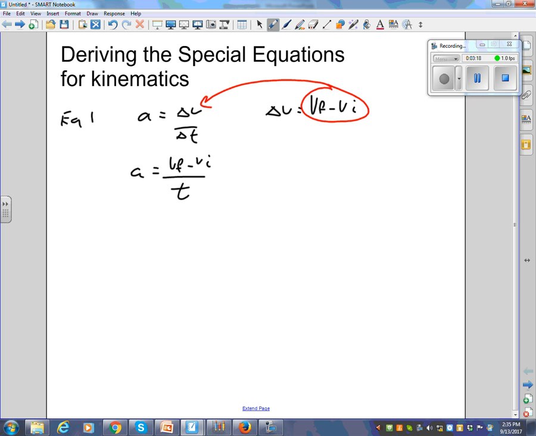Okay? And now I'm going to rearrange this for Vf. How do I get the T to the other side? Multiply. So over here on the left, I'm going to have A times T. On the right, I'm getting rid of it, so it disappears. And I end up with Vf minus Vi. And now I want the Vi going to the other side. And I want the Vf kind of on the left. Because people like the single one on the left, right? Can I do that all in one step?